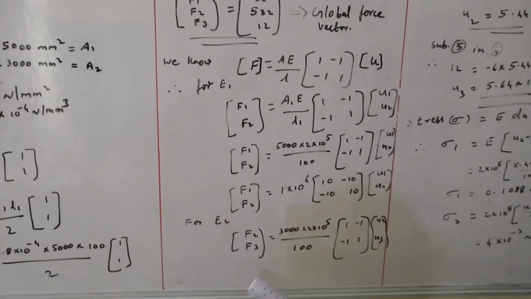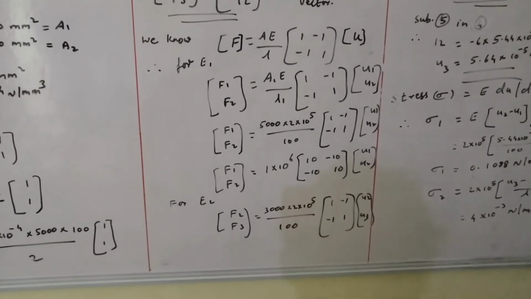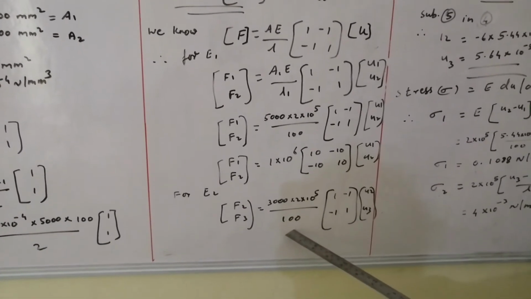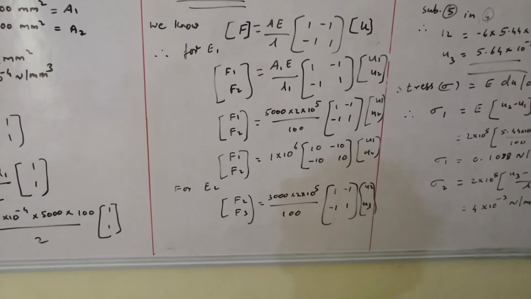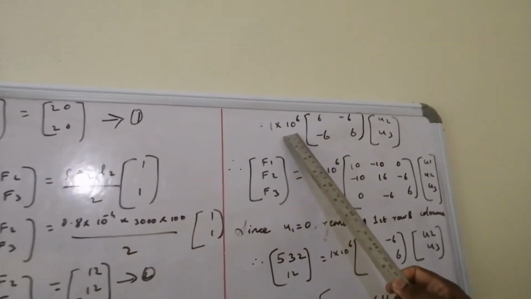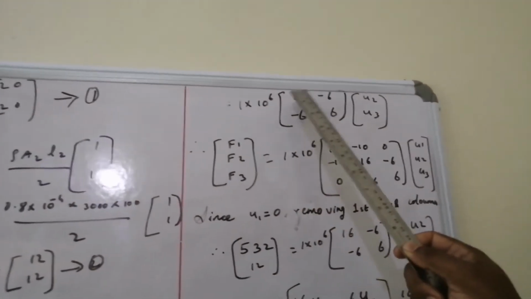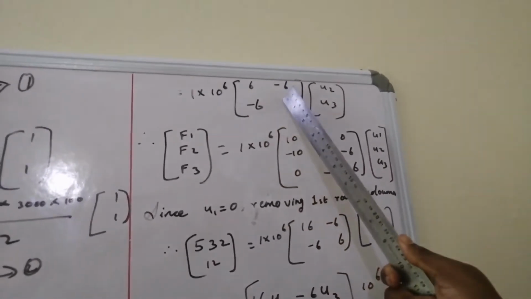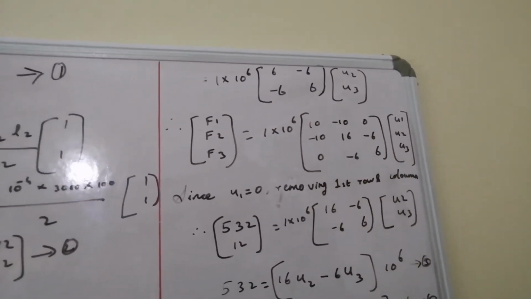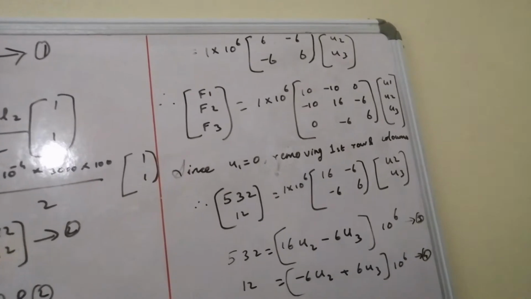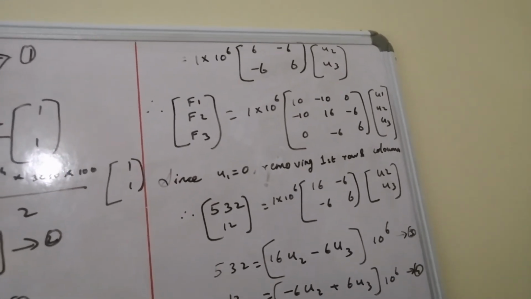And similarly for E2 also we are substituting the values, and we will get {F2, F3} equals 3000 into 2 into 10 power 5 by 100, times [1, -1; -1, 1] times {U2, U3}. And here we will get the value as 6 into 10 power 6, and I am taking the 6 inside. We are doing this step to make a common term, 1 into 10 power 6, actually for making our calculation easy.